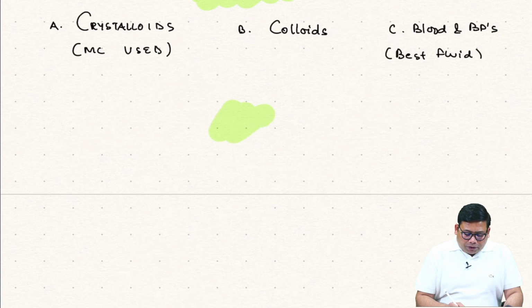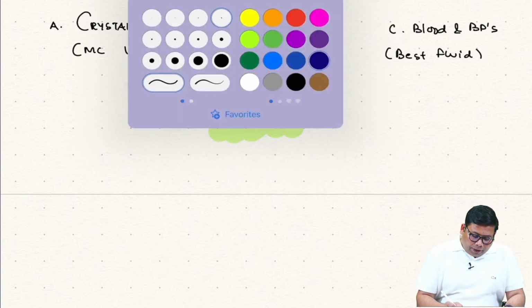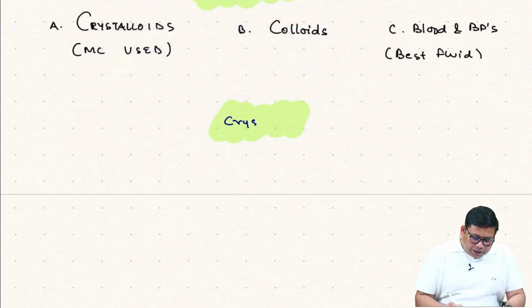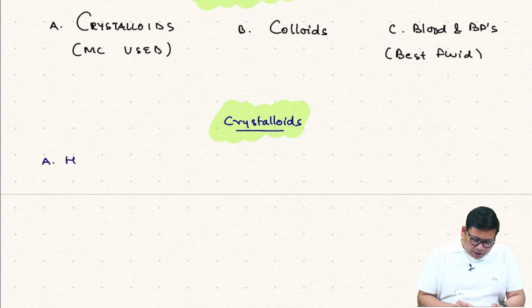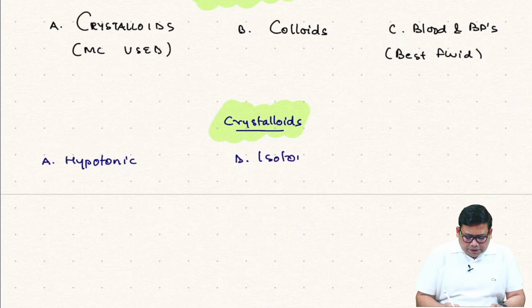Now when we talk about the crystalloid, try to understand what are the various types of crystalloids that we have, and they are the first line fluid. So crystalloids are further of three categories. One is hypotonic, the second is isotonic, and the third one is hypertonic. So we prefer to use isotonic fluids in the majority of the patients.